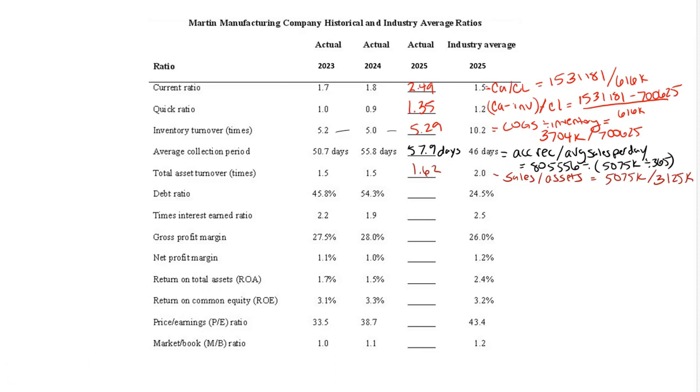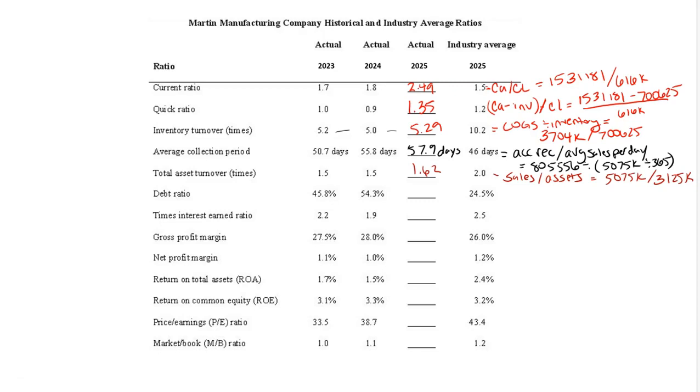So we see that total asset turnover was 1.5 from 2023 to 2024, and now it's 1.62, still below the industry average of 2. What does this mean? Maybe they're not as operationally efficient as their competitors, but it does look like they're increasing, but not substantially. So maybe they're not using their assets as efficiently as they could.